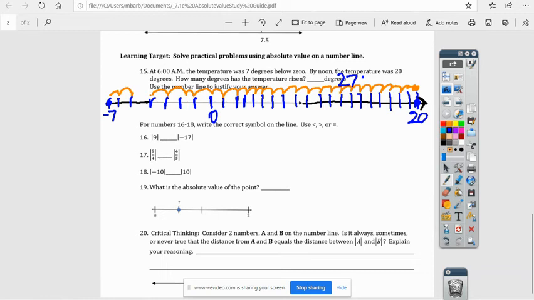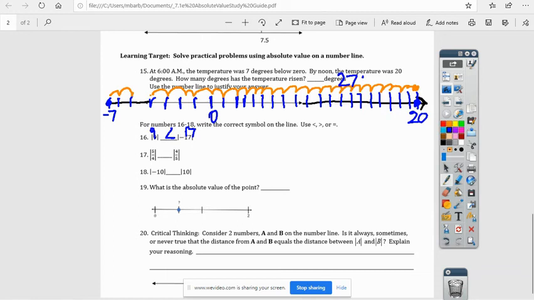All right. And number 16, so we're going to write the correct symbol on the line using less than, greater than, or equal to. So the absolute value of 9, is that less than, greater than, or equal to the absolute value of -17? Well, we know that that's going to be a 9, and that's going to be a 17. And 17 is the bigger number, so 9 is going to be less than 17.